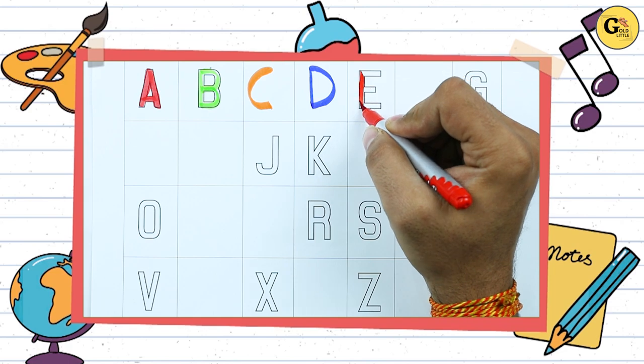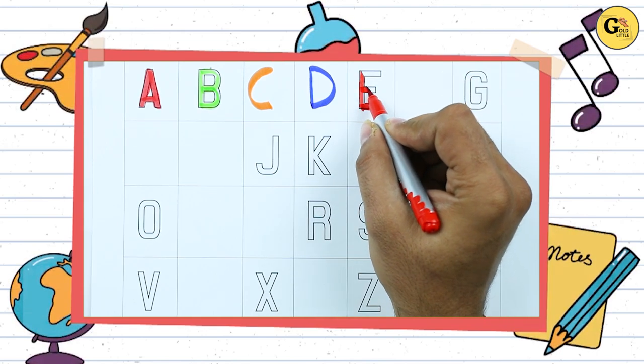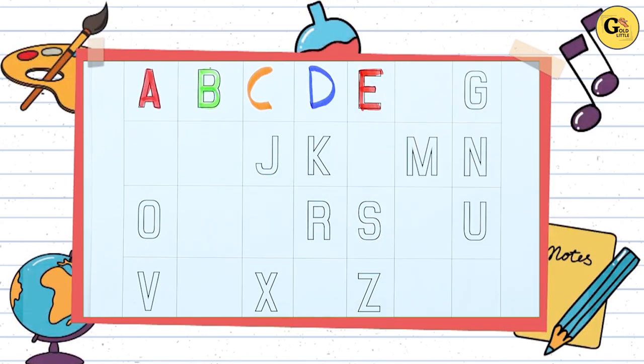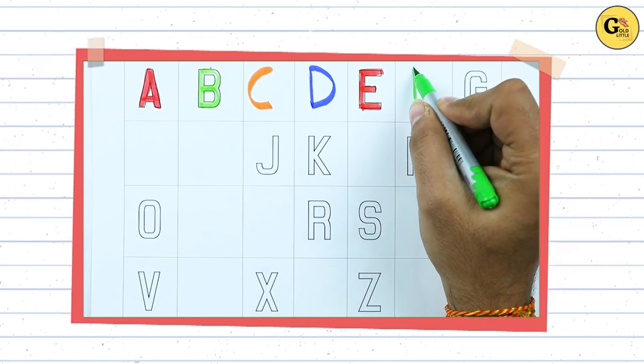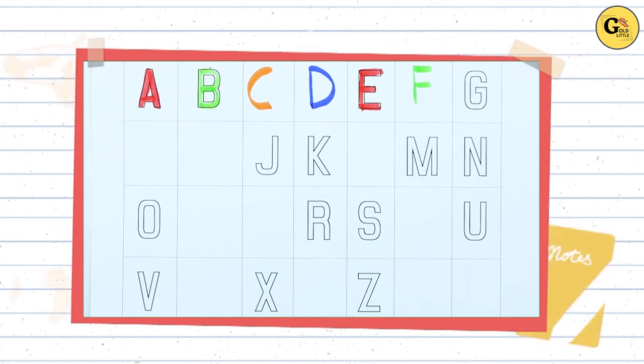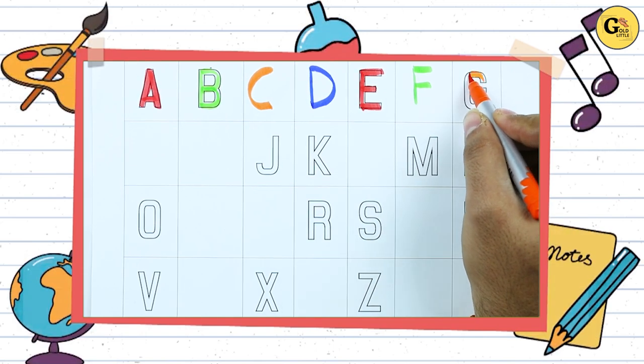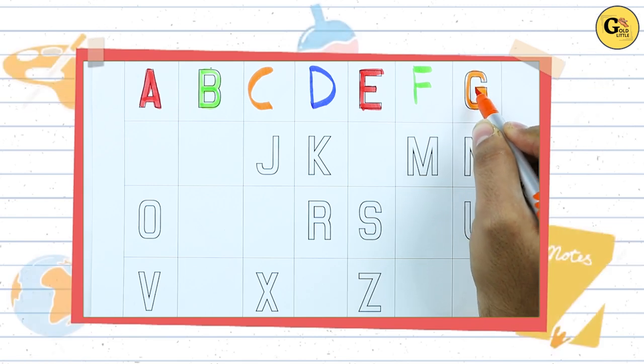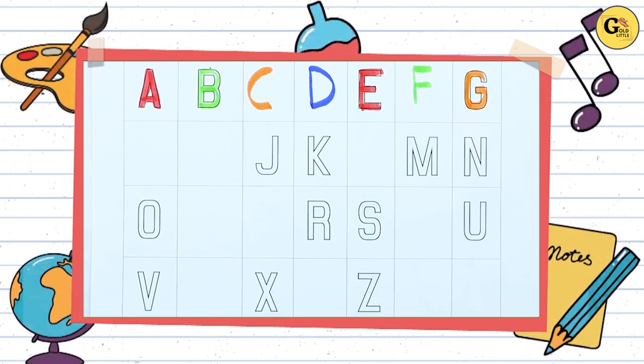E. E for elephant with red color. F. F for fish with green color. G. G for goat with orange color.